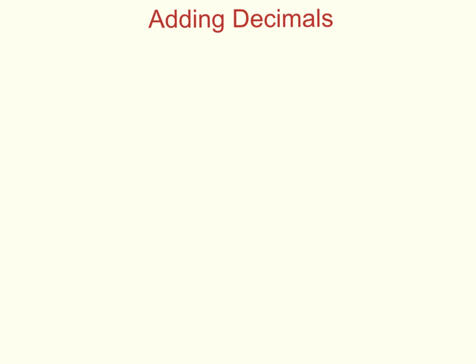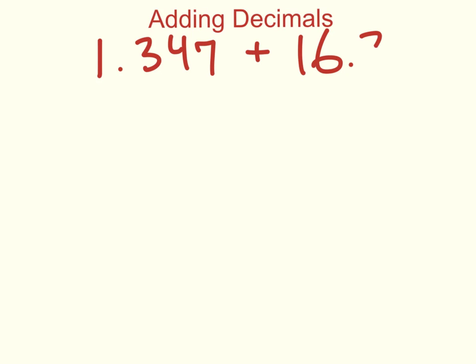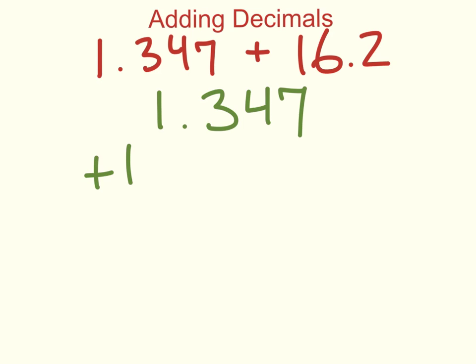Here's the last example we're going to try together. 1.347 plus 16.2. So remember, line them up vertically and make sure the decimals are right over top of each other. 1.347 plus 16.2.